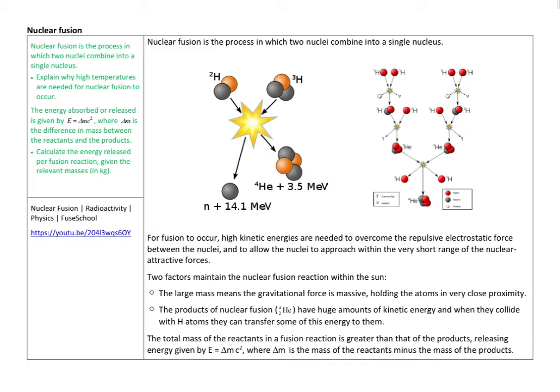The big challenge with nuclear fusion is, well, let's talk about this. For fusion to occur, high kinetic energies are needed to overcome the repulsive electrostatic force between nuclei. So when we try and push two hydrogens together, they're both positively charged. Like charges repel, we have got to get a huge amount of energy to push these close enough together to overcome electrostatic repulsion and to get into that region where they're so close that the strong nuclear force takes over and holds them together. So to allow the nuclei to approach within a very short range of the nuclear attractive forces, so the strong nuclear force we're referring to there.